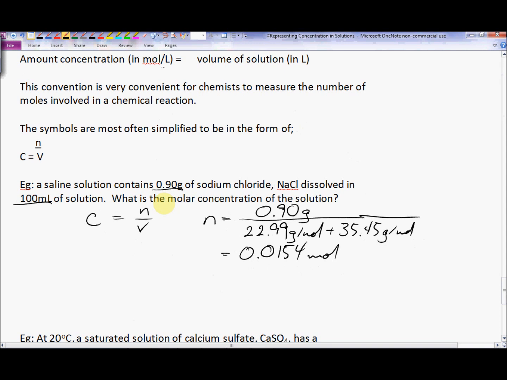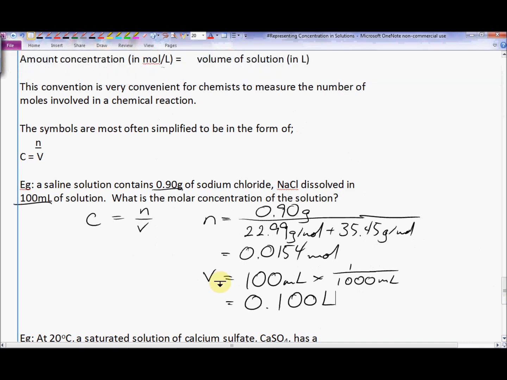Okay, so calculating the, oh, and then you know what? We can't use this 100 milliliters for our volume as it stands. The volume is going to be 100 milliliters, but as we were saying, we need our volume to be in liters, so I'm just going to multiply by 1 liter divided by 1,000 milliliters, 1,000 milliliters in a liter, so that's going to give us 0.1 liter. Okay, now that we know the number of moles, we know the volume in liters, we can go ahead and make the calculation of the amount concentration.